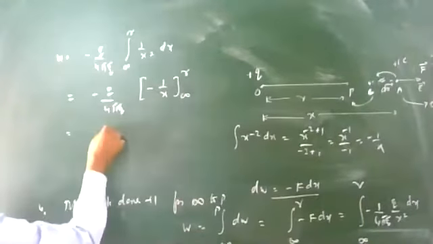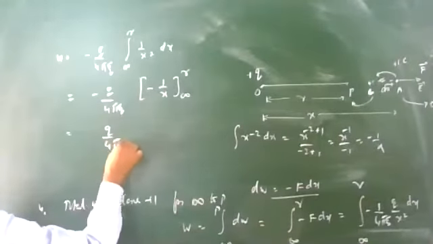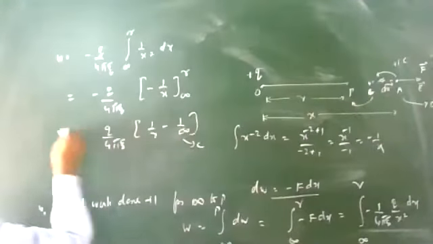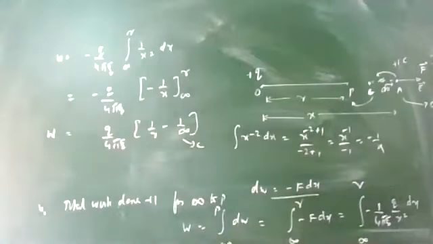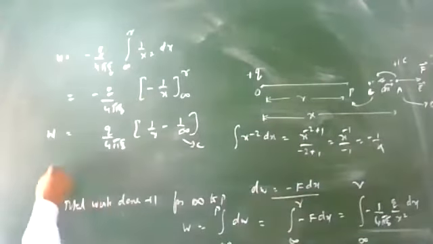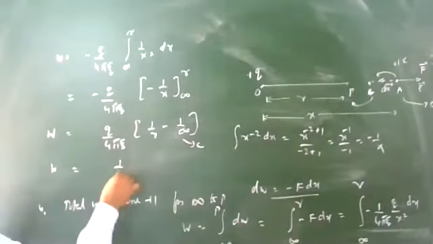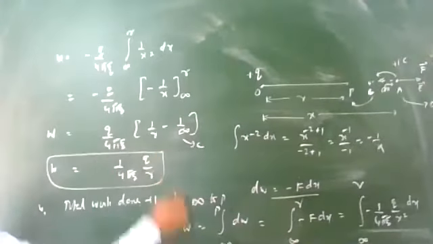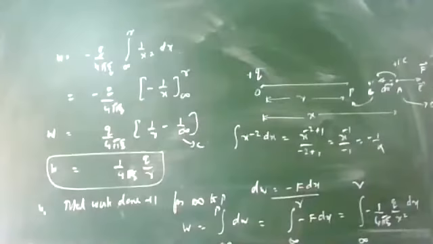Minus becomes plus, Q divided by 4 pi epsilon 0 times 1 by R minus 1 by infinity, and 1 by infinity is zero. So this is the work done to bring a unit positive charge from infinity to this point, and this is equal to 1 by 4 pi epsilon 0 Q divided by R. This work done is defined as the potential at the point P.